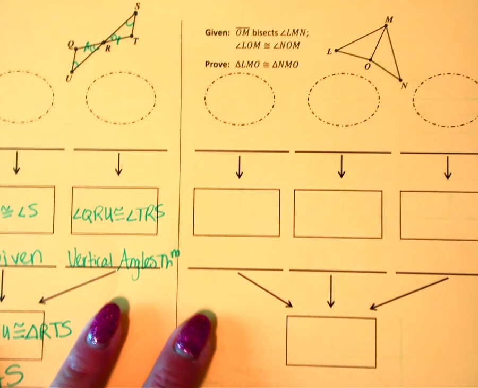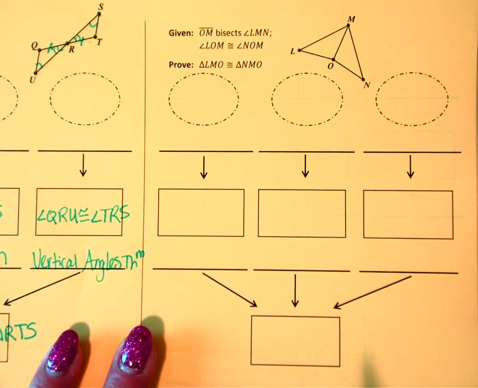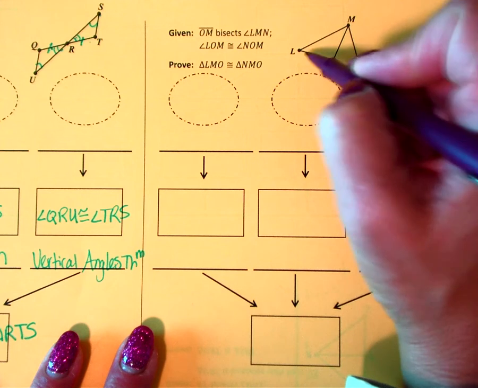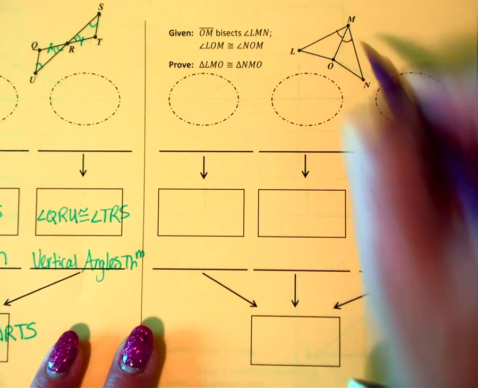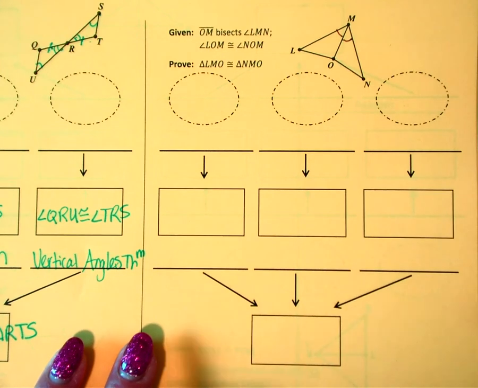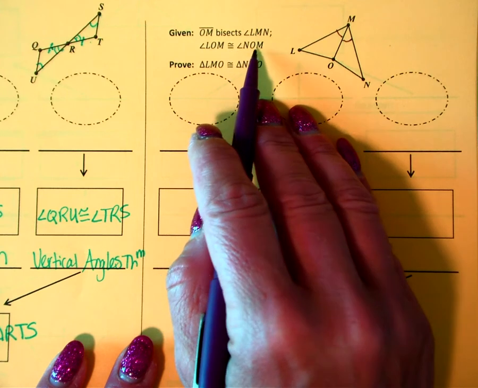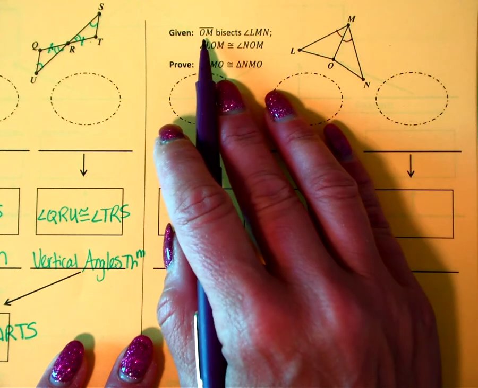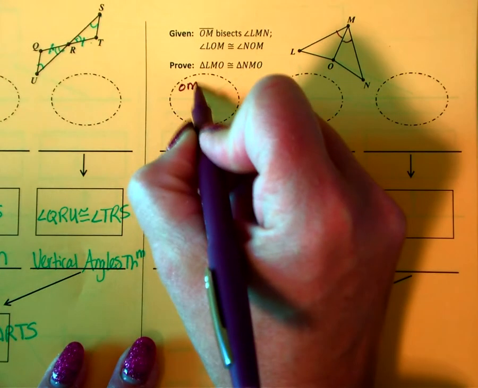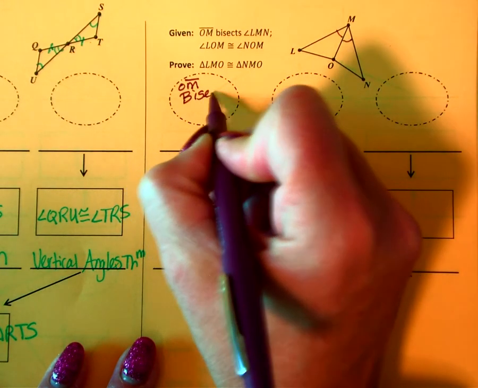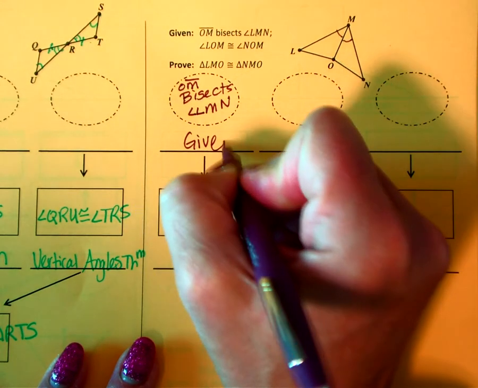Our second example. We are given that OM bisects angle LMN. So I'm going to draw on here what that tells me. It tells me these two angles are congruent. I'm also given that angle LOM is congruent to angle NOM, but I'm going to do one thing at a time. Since I'm told OM bisects LMN and that gives me something, I'm going to write that down for my proof. OM bisects angle LMN is given to me.